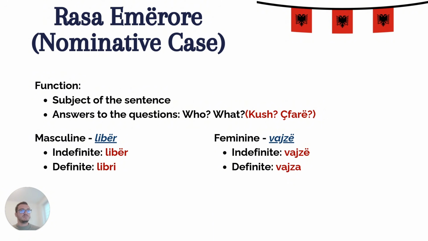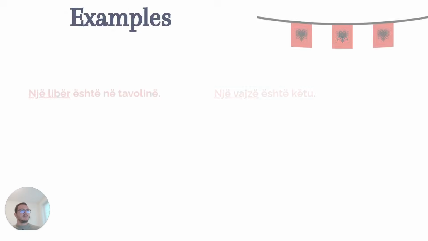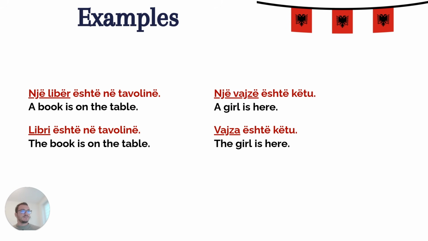For example, in the masculine, we have the word liber, book. Indefinite is liber, a book. And in the definite is libri, the book. Likewise, in the feminine, vajz. In the indefinite is një vajz, a girl. Or in the definite, vajza, the girl. So let's see some examples of the nominative case.